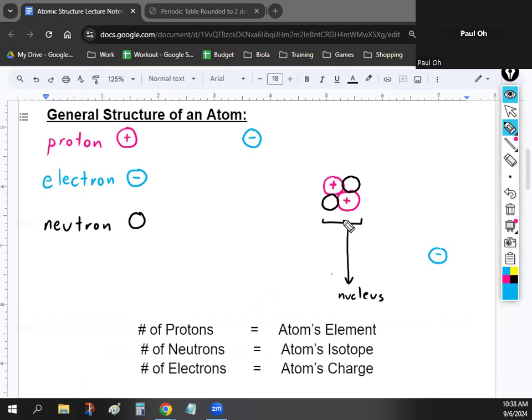So you got the protons and the neutrons, they're connected together in the middle. And then the electrons, they're not connected to the nucleus or each other. They just fly around. And that's pretty much what every single atom looks like. You got the protons, neutrons in the middle, and then the electrons fly around the nucleus.